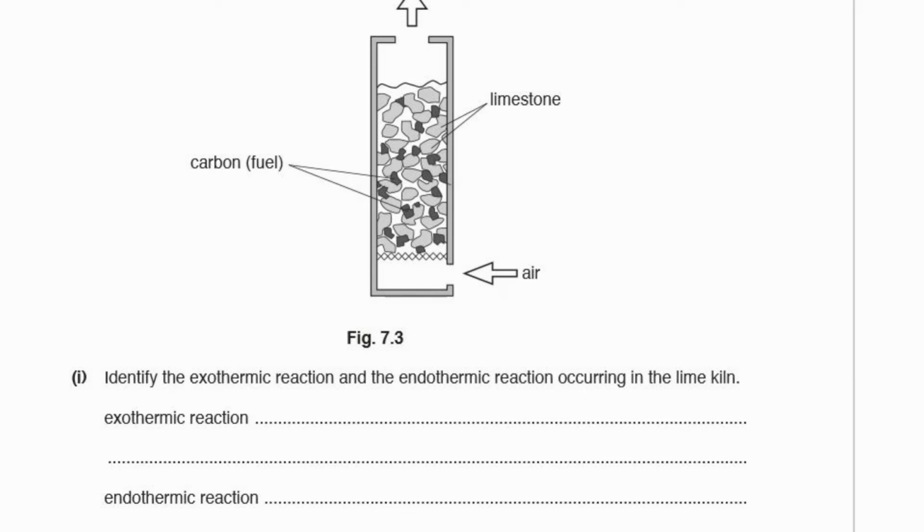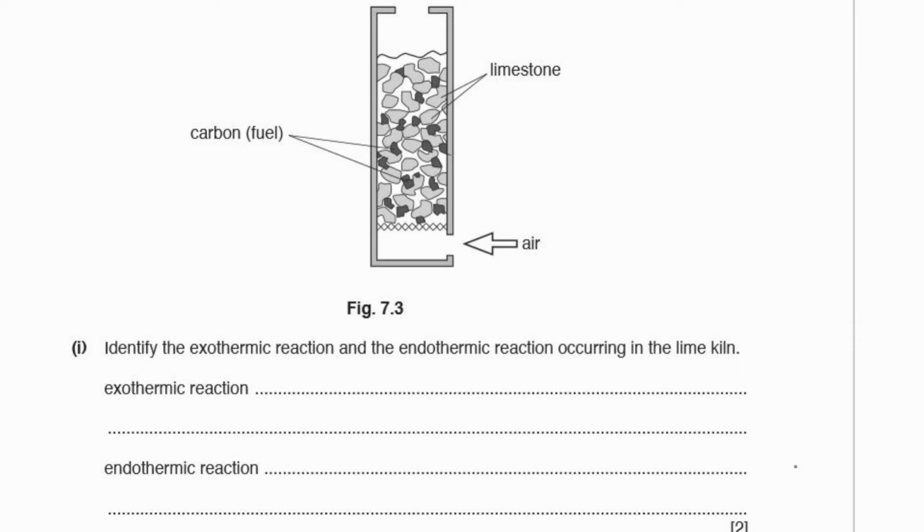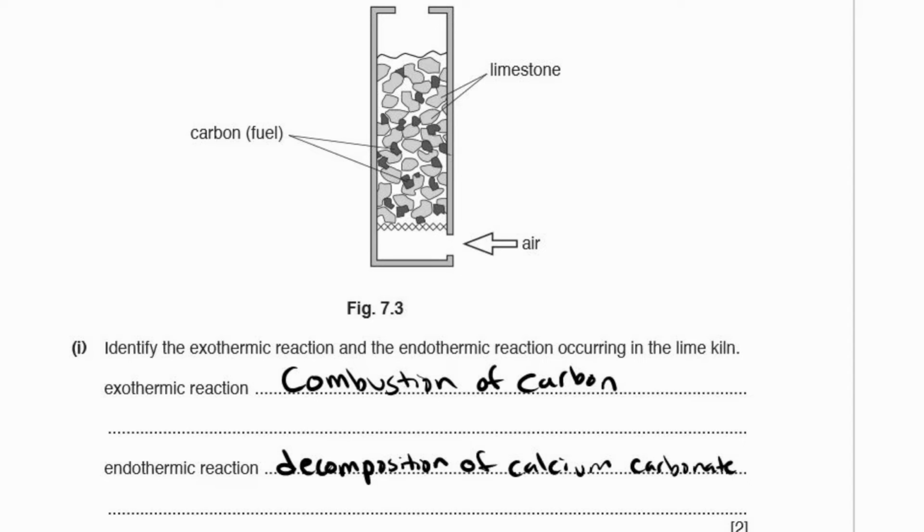1. Identify the exothermic reaction and the endothermic reaction occurring in the lime kiln. So the exothermic reaction is the combustion of carbon, because carbon is acting as a fuel, that's what's being combusted. The endothermic reaction is the decomposition of calcium carbonate. So the limestone is breaking down because of the heat, but it's absorbing the heat, so it's an endothermic reaction. So the exothermic reaction is the combustion of carbon. The endothermic reaction is the decomposition of calcium carbonate.